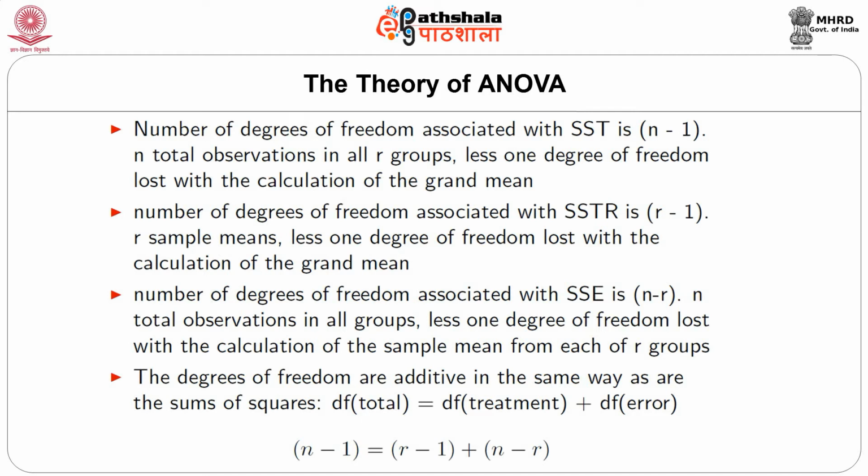df total equals df treatment plus df error: n-1 equals r-1 plus n-r. You can check this equality using the various high school algebra techniques that you have learned. You will notice that the r and minus r on the right hand side cancel, leaving n-1 on the right hand side, which equals the n-1 on the left hand side.